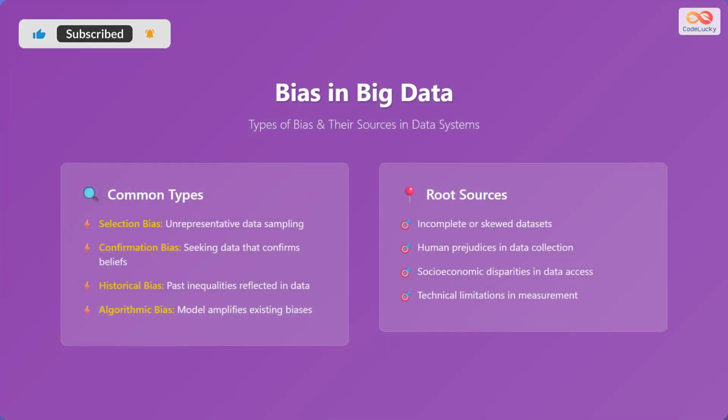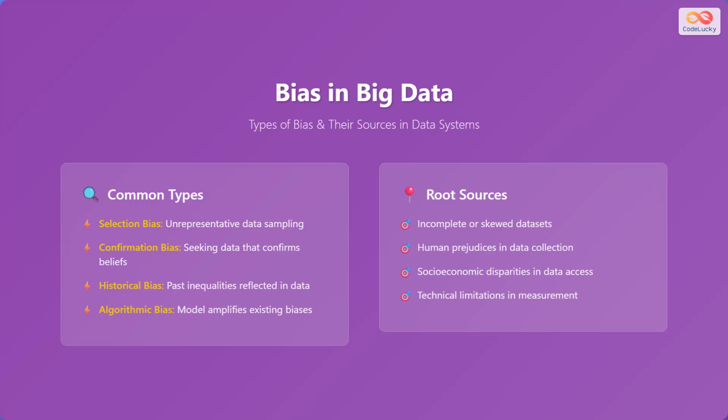Now let's shift our focus to bias in big data. There are several types of bias that can creep into data systems. Selection bias occurs when the data sample is not representative of the population. Confirmation bias happens when we seek out data that confirms our existing beliefs. Historical bias arises when past inequalities are reflected in the data. Algorithmic bias occurs when a model amplifies existing biases.